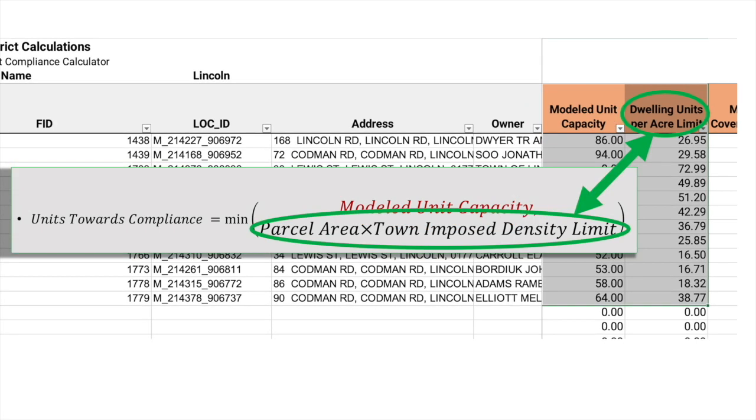The second number is the dwelling units per acre limit, i.e., the units that can legally be built based on the zoning restrictions. It simply equals the density per acre multiplied by the entire parcel acres, including wetlands. Given the state's model's flaws, this latter measure, the amount allowed by zoning, should be viewed as closer to the number of units that can actually be built.